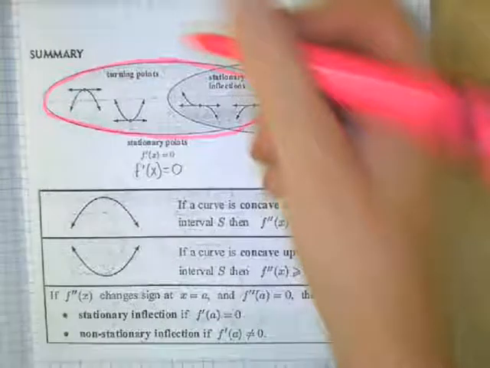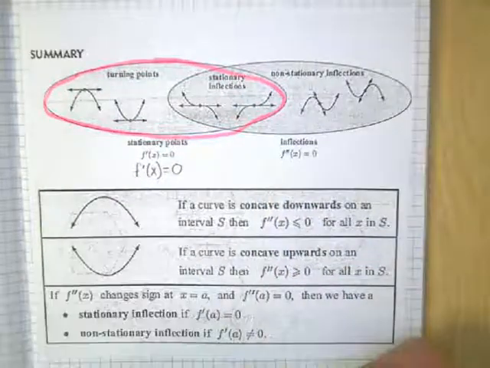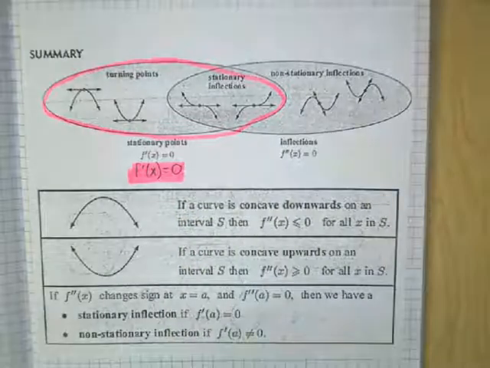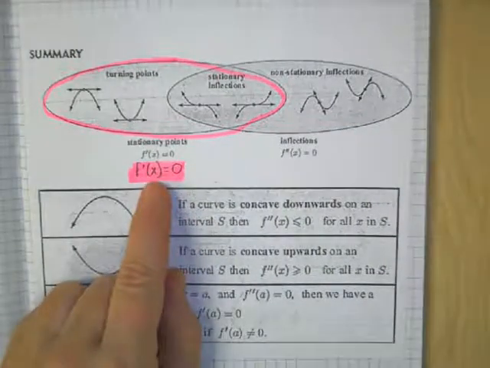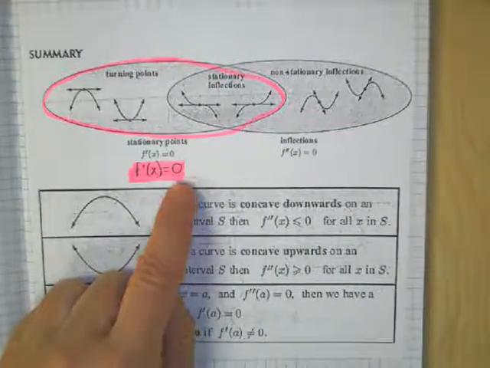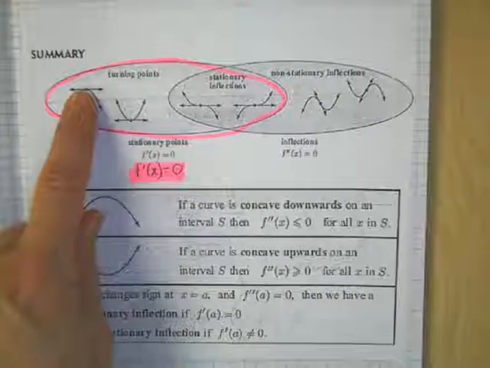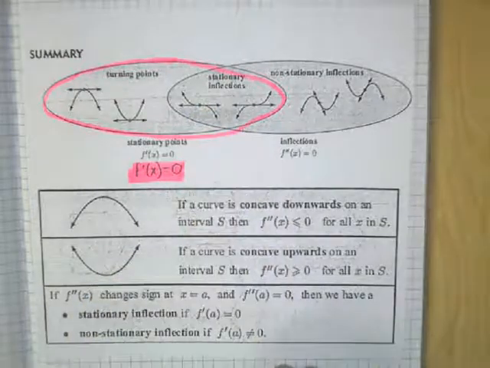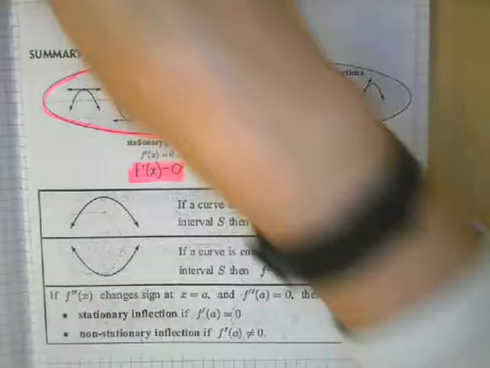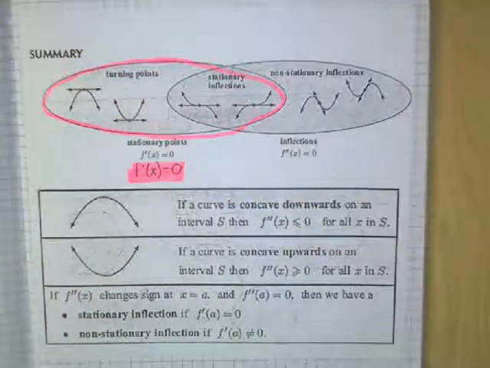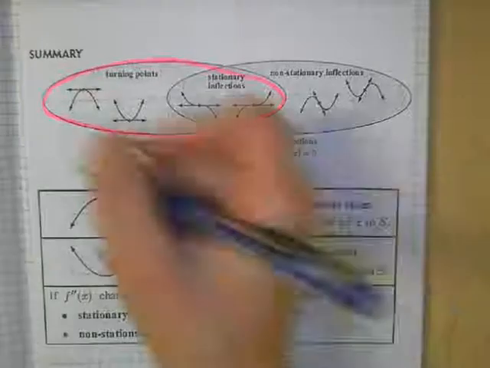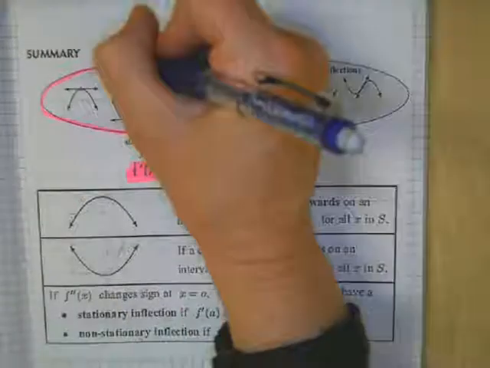If the first derivative is equal to 0, 3 things could be happening at that x value. You could have a maximum, a minimum, or a stationary inflection. Okay, but whichever one it is, the slope there equals 0. The slope is equal to 0. So for all of these, your slope is equal to 0.